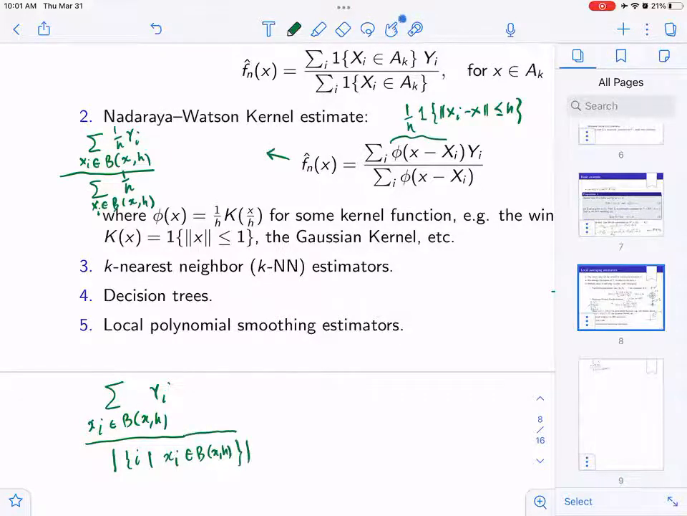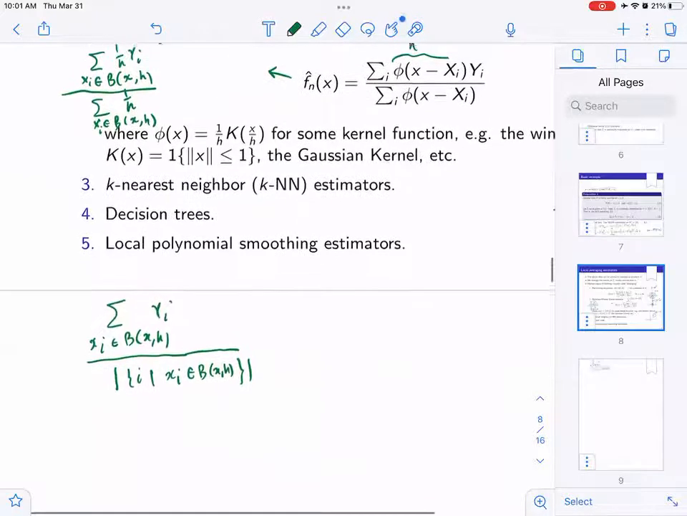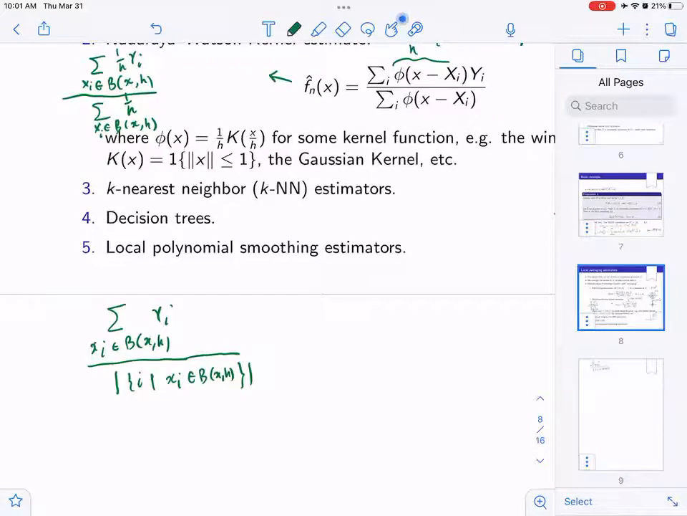How many points are in that ball? So this is just basically forming an average, right? You're averaging over all the x_i's that are in this ball, and then dividing by how many there are. So it's just the average of the responses. Does that make sense? The notation is a little bit more complicated than what it is. It's just what you mentioned. So that's a particular example.